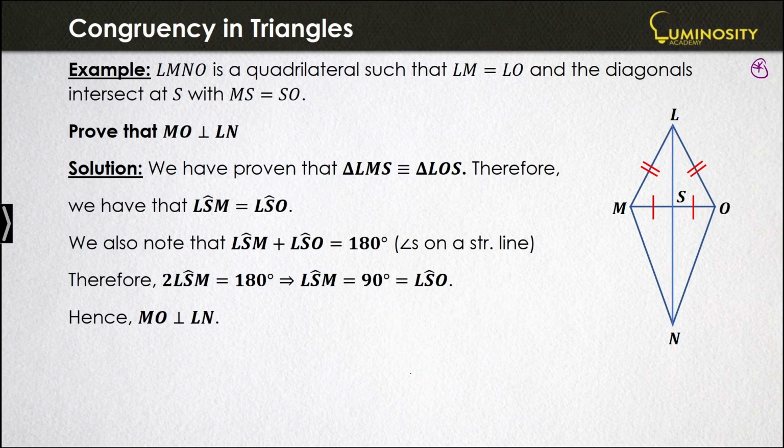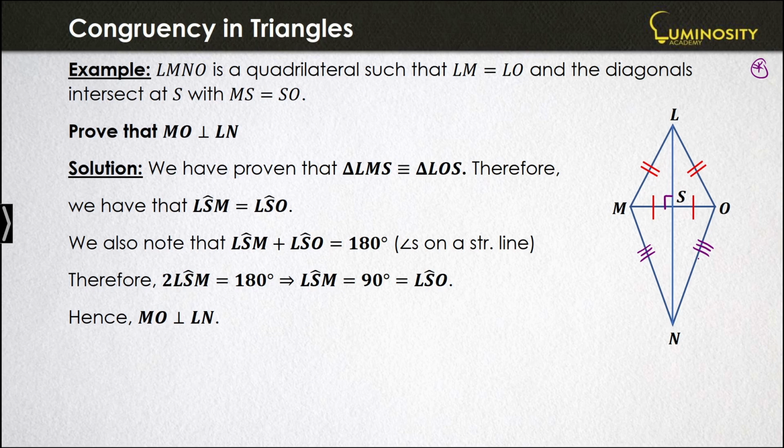And then lastly, we must prove that MO is perpendicular to LN. If we do that, then we're very close to showing that this is indeed a kite. Because we proved that the two triangles LMN and LON were congruent, that means that the corresponding side lengths were equal. So if we show now that the sides MO and LN are perpendicular, we've successfully proven that this shape is a kite. So that's pretty cool.